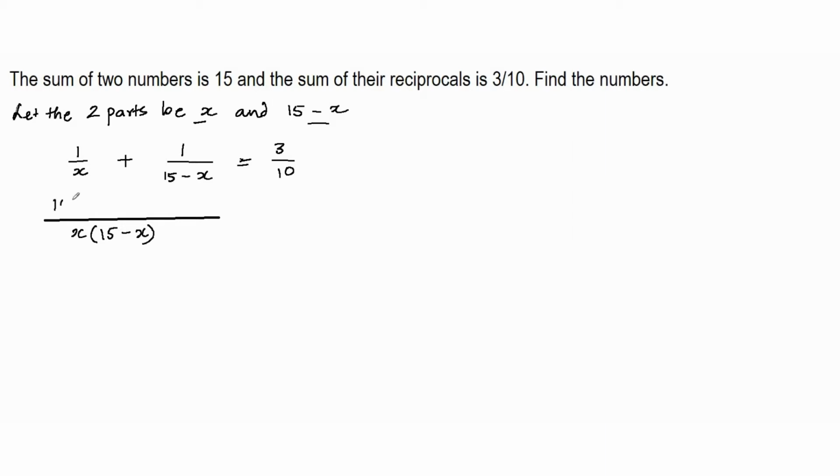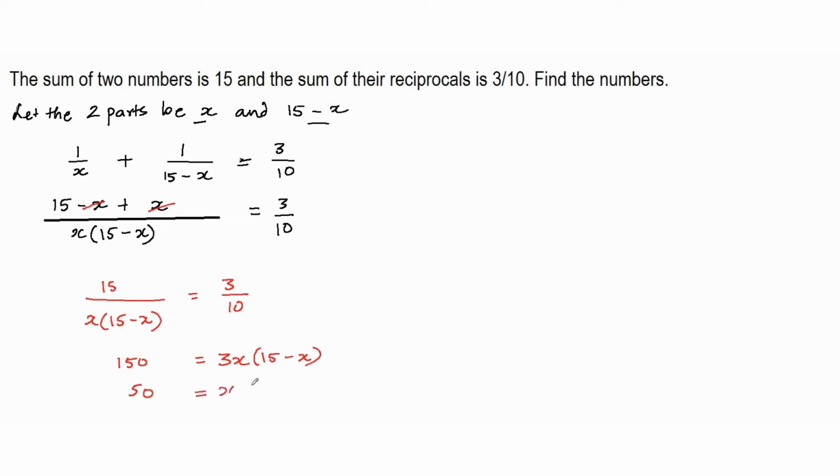The numerator is going to be 15 minus x plus x, right? This term gets multiplied by 15 minus x, and this term gets multiplied by x, is equal to 3 by 10. Now minus x and plus x cancel, and therefore this becomes 15 upon x into 15 minus x is equal to 3 by 10. Now 10 goes to multiplication, so you get 150 is equal to 3x times 15 minus x. 3 goes down to division, so 50 is equal to x into 15 minus x, right?